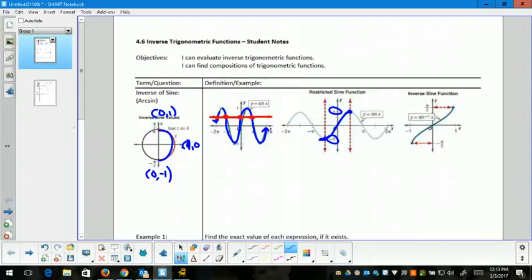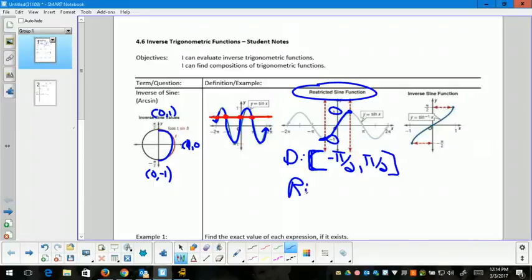Now, if I try to go past that, then I'm going to start doubling up. I'll have more than one. So I need to make sure that I only restrict the domain of sine. Sine's restricted domain will be from, and including, so I need to use a bracket, negative pi over 2 to pi over 2. And its range at that goes from negative 1 to positive 1.